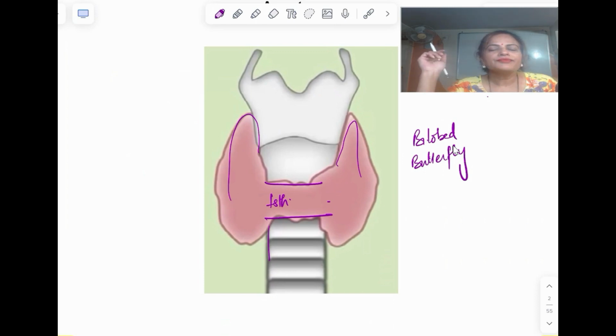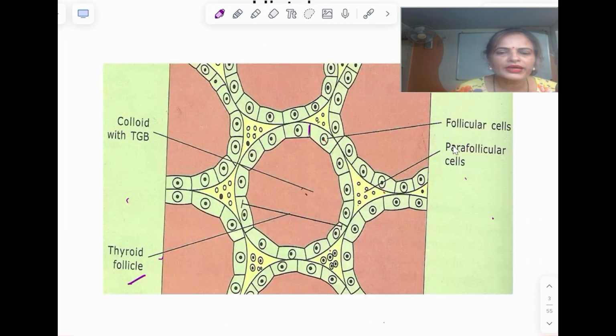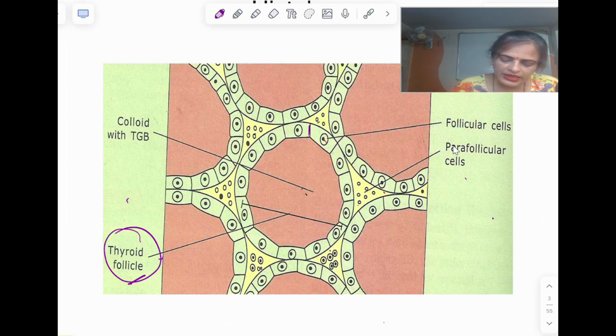And if we see the histology part of this thyroid gland, this is another figure. I have taken it from the book Pharmacology by Sharma and Sharma. So here you can see it mainly constitutes the thyroid follicle. So what is a thyroid follicle? Thyroid follicle, what is in it? Mainly all the cuboidal cells, which are the functional unit of the thyroid gland.